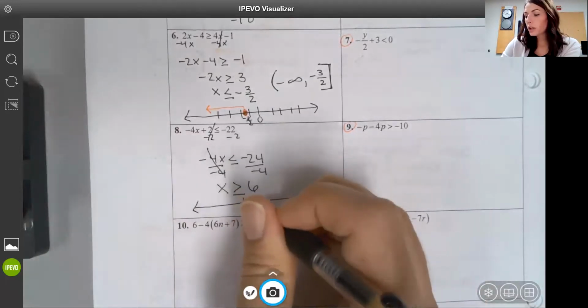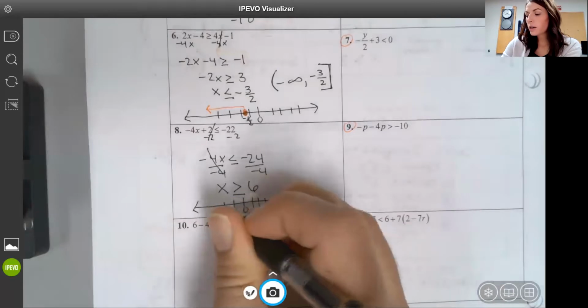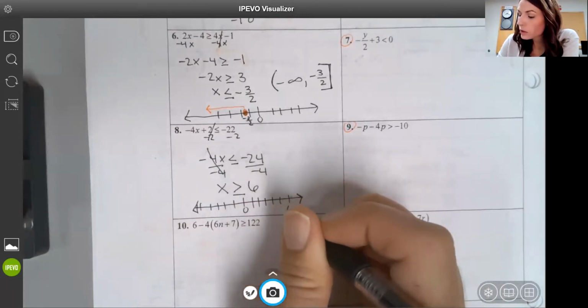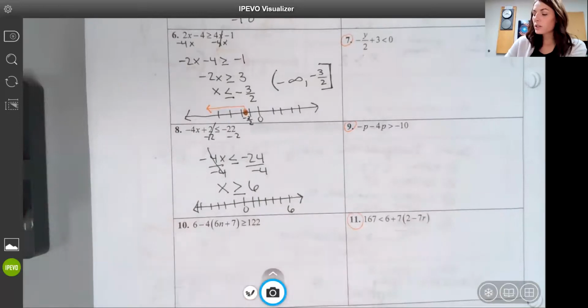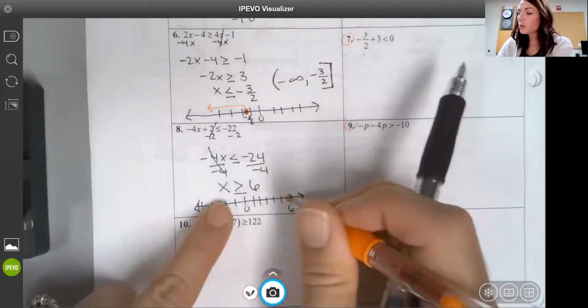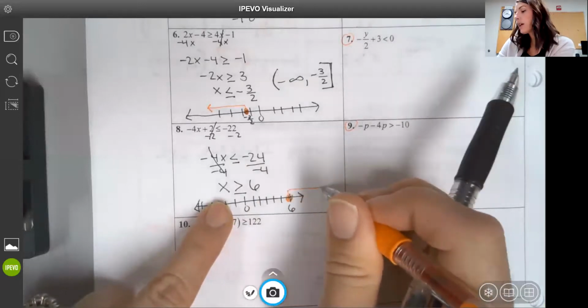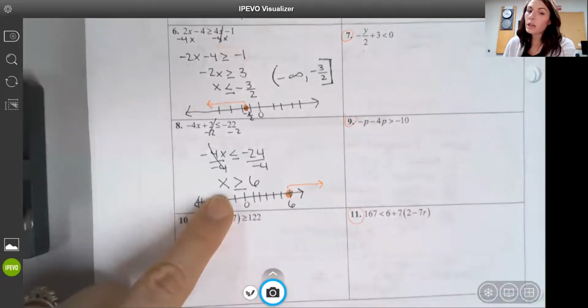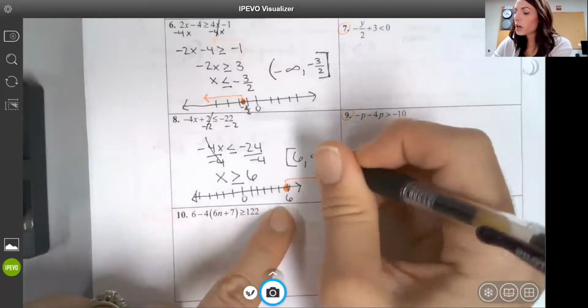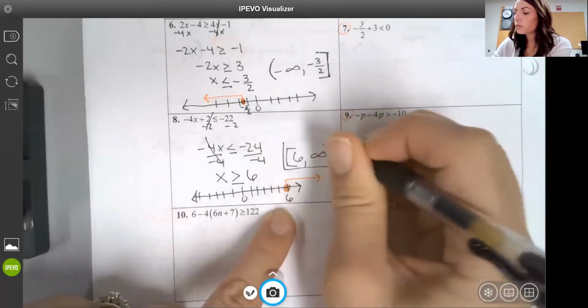On my number line, again, give your number line some sort of scale. Six is included because of the type of inequality that I have. And because I flipped my sign, it should be going to the right for greater than. My number set is including 6 towards positive infinity.